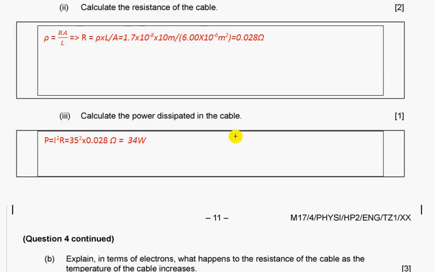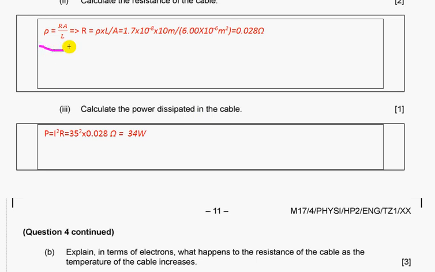Calculate the resistance of the cable. So from the formula we have this equation for resistivity. We rearrange it for resistance and we get this value. Calculate the power dissipated in the cable. Now for the cable, the formula for power, we substitute values for current. Current will be the same because of the series connection. Resistance we have just calculated and we get the answer.